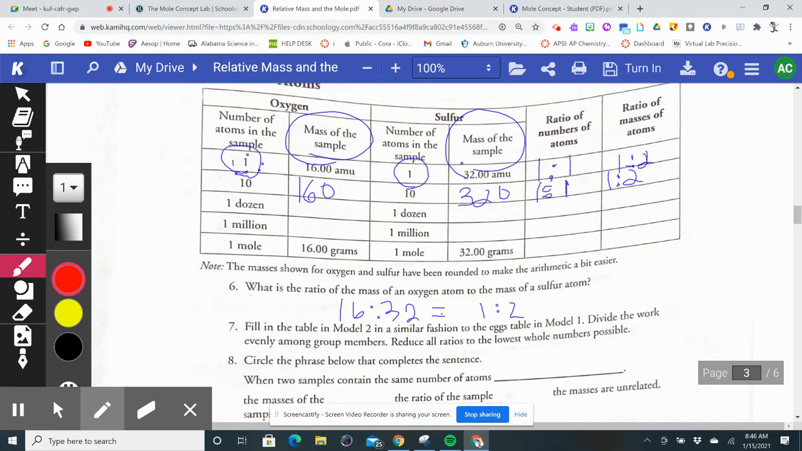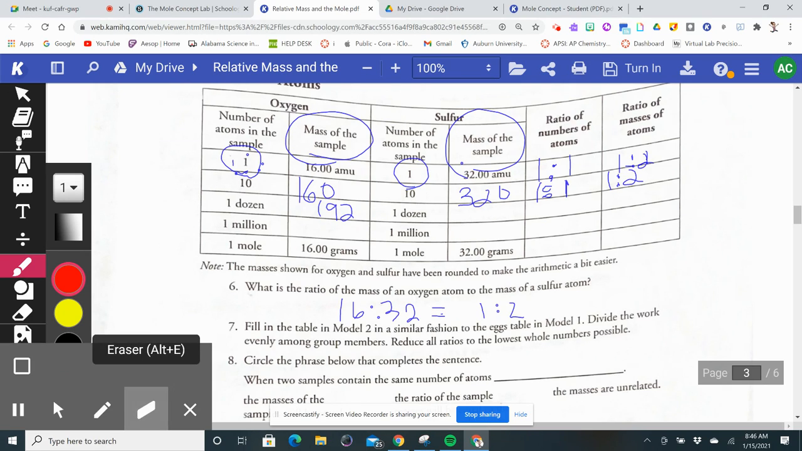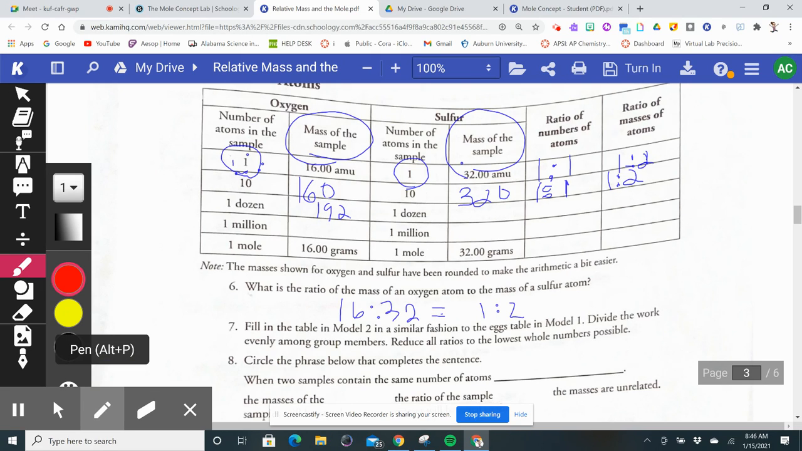All right, so now what if we have 1 dozen? That's 12, so 12 times 160. Might want your calculator handy. What's 12 times 160? 192? Okay. Thank you. You're correct. I was wrong. It should be 16 times 12. Thank you. It is 192. Okay. And so now we got to do 32 times 12, which is 384.